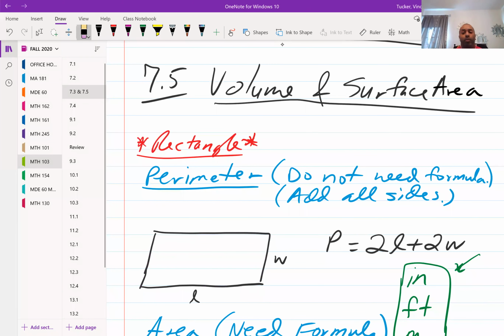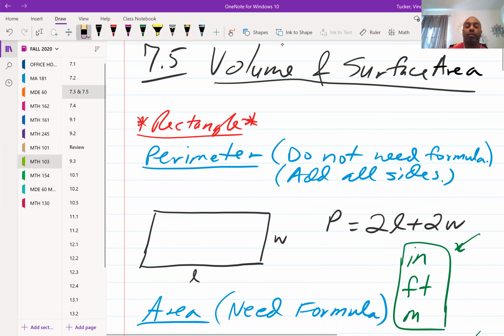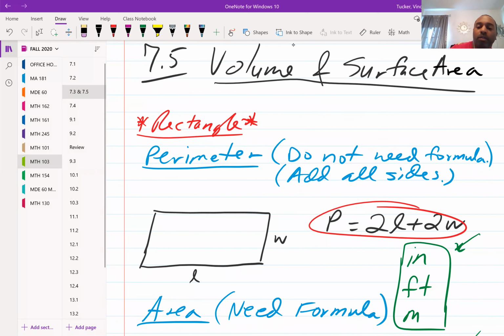So the perimeter, you do not need a formula in order to find the perimeter. All you have to do is add up all the sides. Now there is a formula for the perimeter of a rectangle. We have it right here, 2L plus 2W. So 2L plus 2W is the formula for the perimeter of the rectangle. But you do not need that. All you have to do is add up all your sides. And for any shape, all you need is to add up the sides.